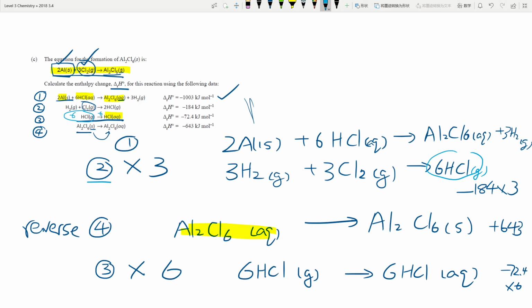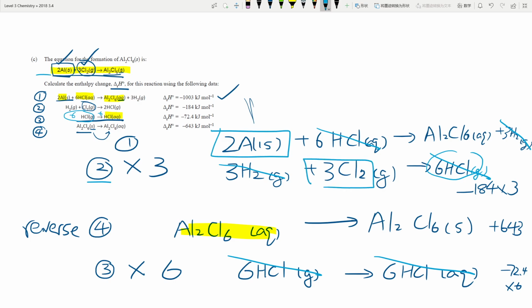Can you see that 3H2 gas? That's cancelled. That's 6 HCl aqueous, cancelled. That's 6 HCl gas, cancelled. That's 3 Cl2, I need that. Al2, nope, I got everything that's left. So this thing right here is that. Cl2 gaseous is right there. Al2Cl6 solid is there. So that just shows I've done everything correctly.